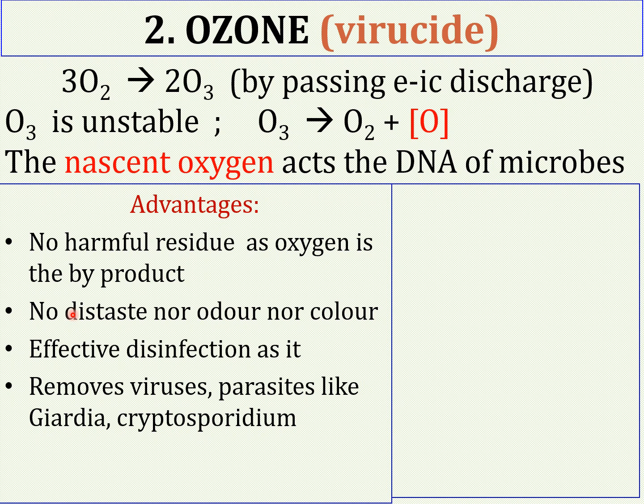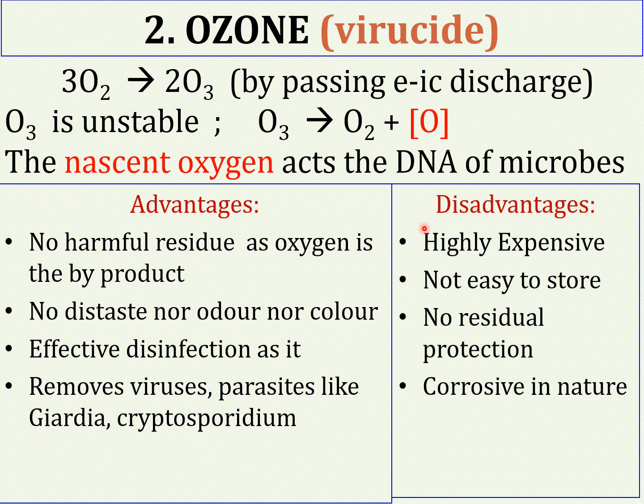It's a very effective disinfectant and also it removes viruses, parasites like Giardia, Cryptosporidium, etc. And for this reason, it is also called a virucide. But there are also disadvantages. Mainly, it is a highly expensive process, not easy to store, and it's slightly corrosive in nature because of the production of oxygen, and no residual protection can be provided.